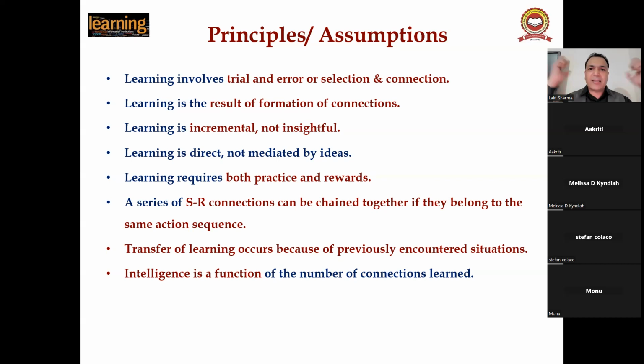Learning requires both practice and rewards. Next, a series of SR, stimulus response. This thing you have to remember: trial and error means stimulus response. A series of SR connections can be chained together if they belong to the same action sequence. Transfer of learning occurs because of the previously encountered situation. And last, intelligence is a function of the number of connections learned. You have to remember these principles like this.